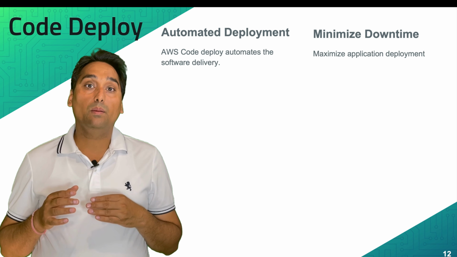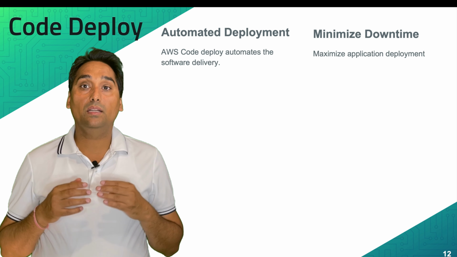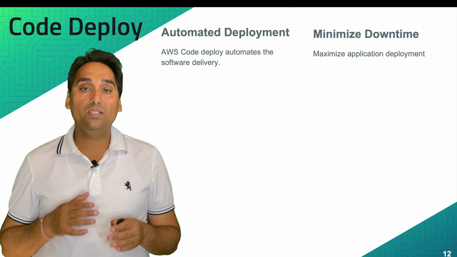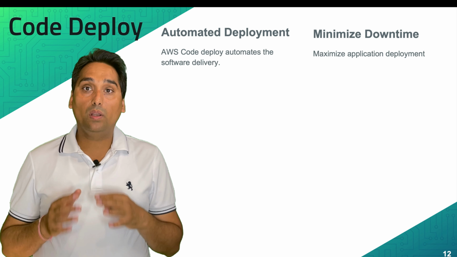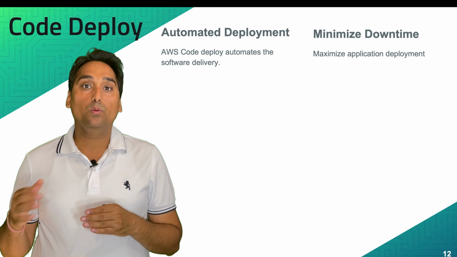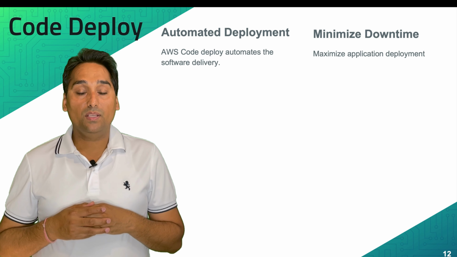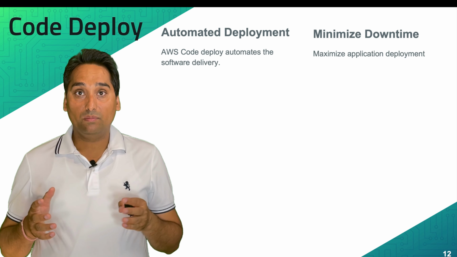With a blue-green deployment, the new version of your application is launched alongside the old version. Once the new version or revision is tested and declared ready, Code Deploy can shift the traffic from your prior version to your new version according to your specifications. So blue-green deployment is really easy using AWS Code Deploy.